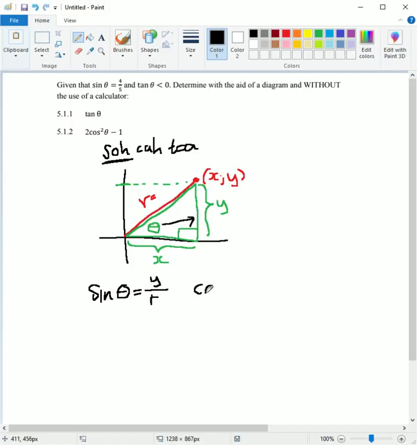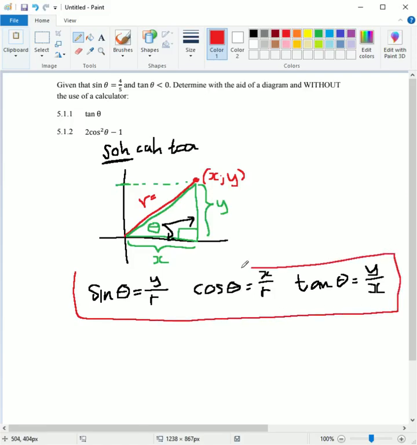Cos of theta is adjacent in your Cartesian plane. Your adjacent is your x. Hypotenuse is still r. And similarly, tan of theta equals opposite, which is your y, over adjacent, which is your x. Okay, so these are the ratios. Once you are in your Cartesian plane, these are the ratios that you would need in order to solve a question like this.